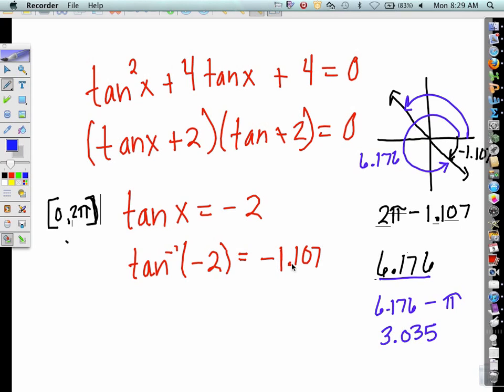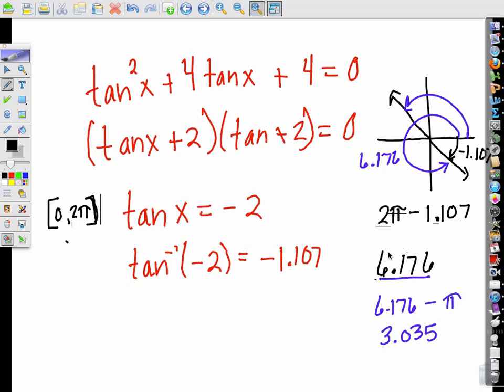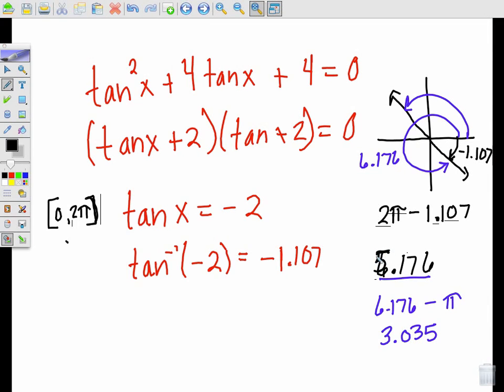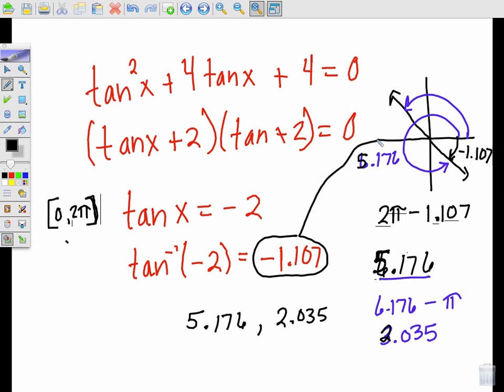All right, so you're probably wondering where I got these numbers. Let me go back here. Somehow when I calculated the inverse tangent of negative 2 and then subtracted from 2 pi, I got 6.17, but that is actually a 5.17. So that's 5 here. That's going all the way around to quadrant 4, and then that would make this 2.035. So here are my solutions. I've got positive 5.176, which occurs in quadrant 4, and 2.035, which occurs in quadrant 2.